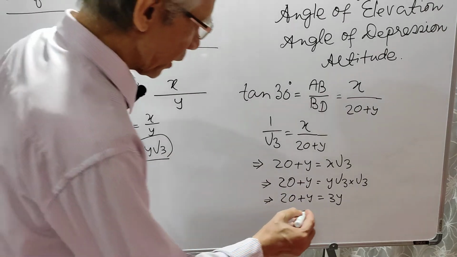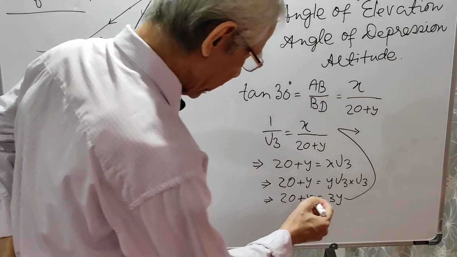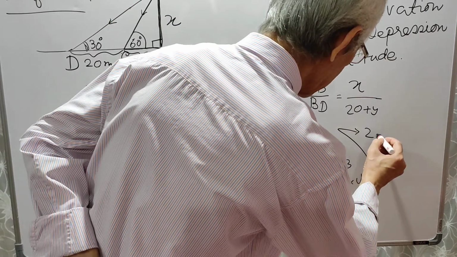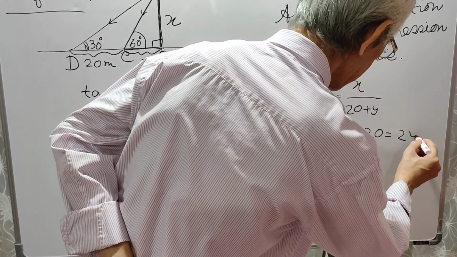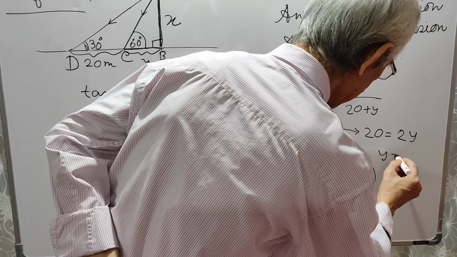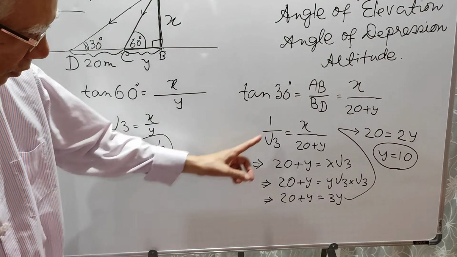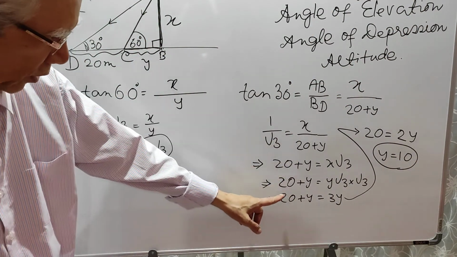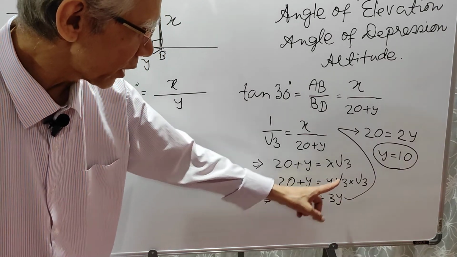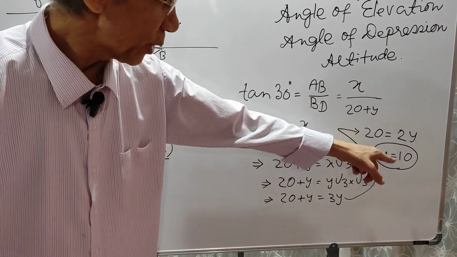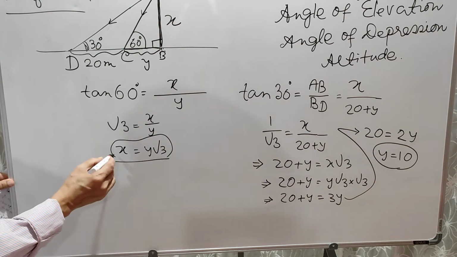So 20 plus y is 3y. Therefore, 20 equal to 3y minus y, that means 2y. Therefore, y equal to 10. Yes, so you see, we got y equal to 10. Just a matter of solution. So 20 plus y equal to 3y. So y goes that side. 3y minus y is 2y. 20 equal to 2y. So y equal to 20 by 2, that means 10. Now after getting the y value, put the value here.